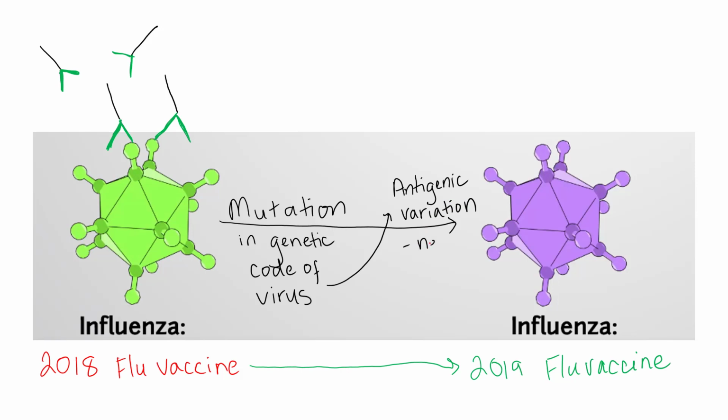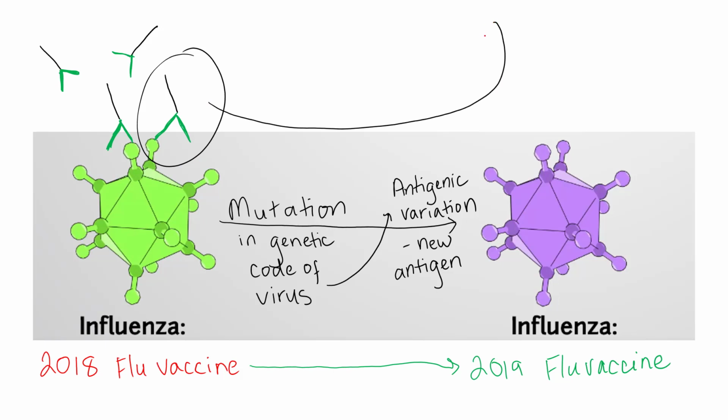Basically, we end up with new antigens on the surface of the virus, different enough that these antibodies over here that recognize and bind to the 2018 influenza are not going to be able to bind to the 2019 influenza virus because they simply do not have the same component. They don't have the same antigen anymore on the flu virus. So only that original green antigen could be identified by the green antibody.